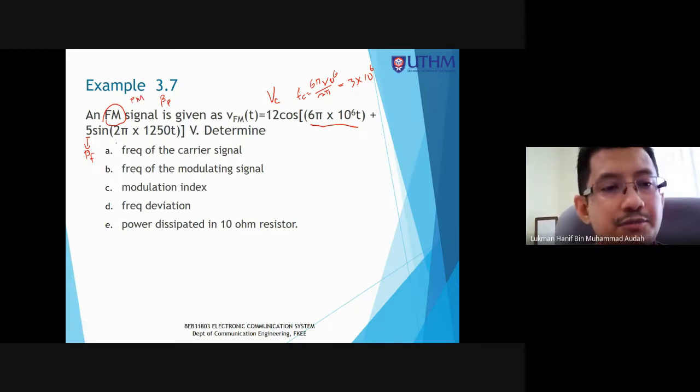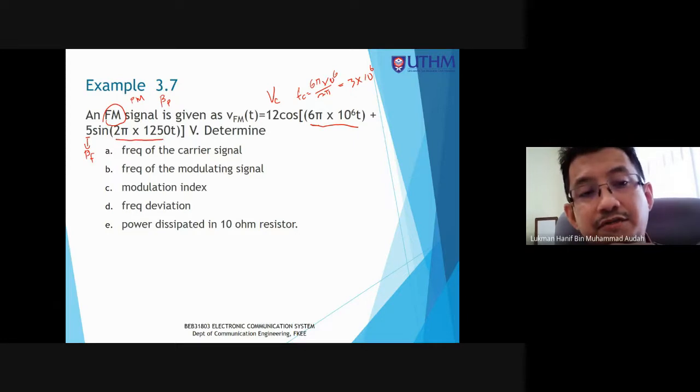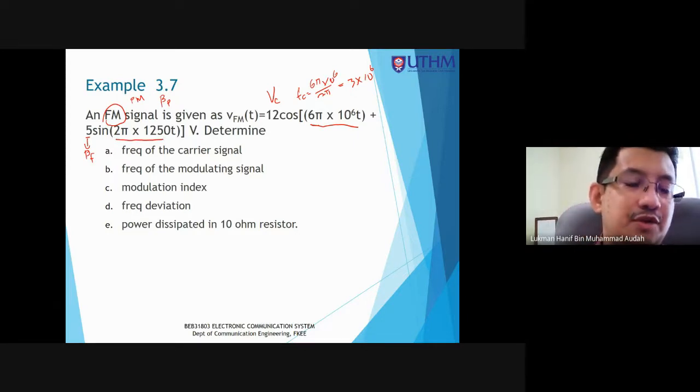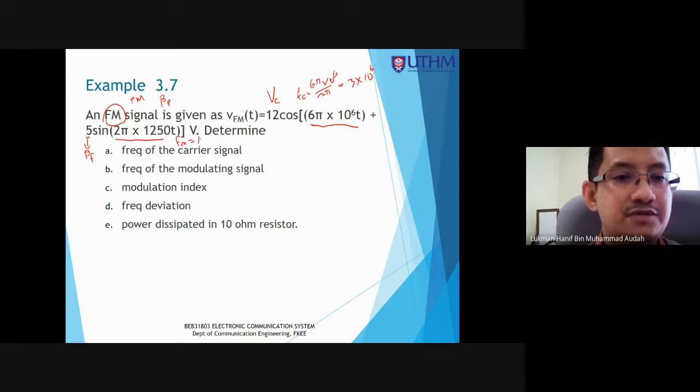Okay, so from here I can determine the value of the modulating frequency, so I divide by 2π. Therefore the modulating frequency fm is equal to 1250 hertz. Okay, this is also hertz.